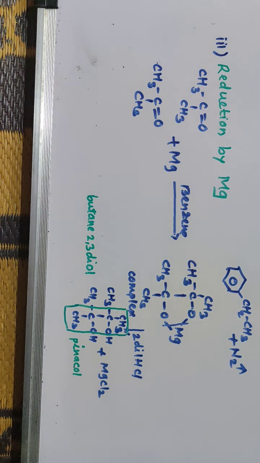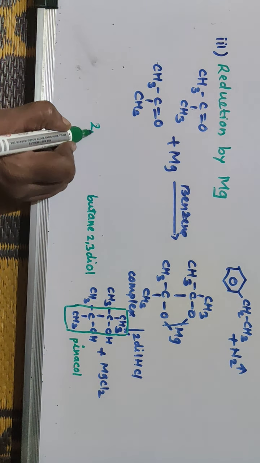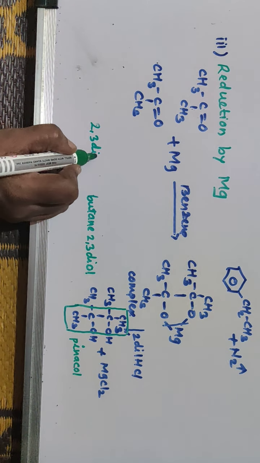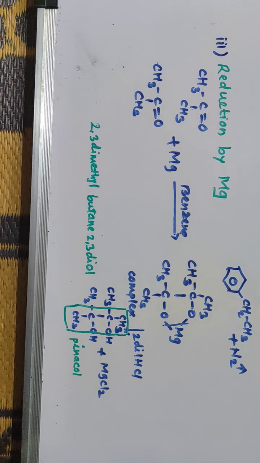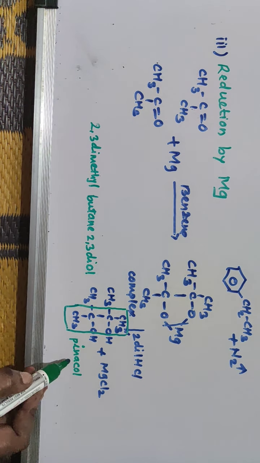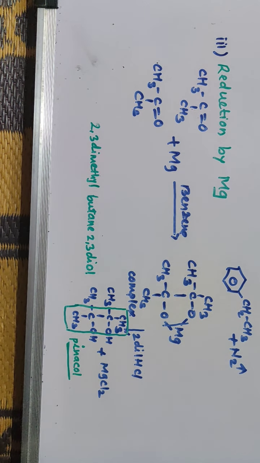Now you go for the substituents. On the second and third carbon atoms, two methyl groups are present. So it is 2,3-dimethylbutane-2,3-diol, which is the IUPAC name. The common name is pinacol. So the formation of pinacol is by the reduction of acetone with magnesium in the presence of benzene. So these are the reduction reactions. All the reduction reactions are very important. A question may come for 1 mark here.